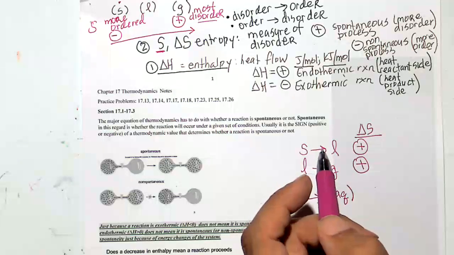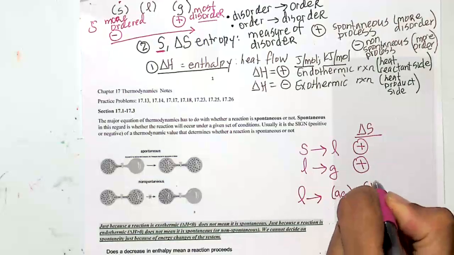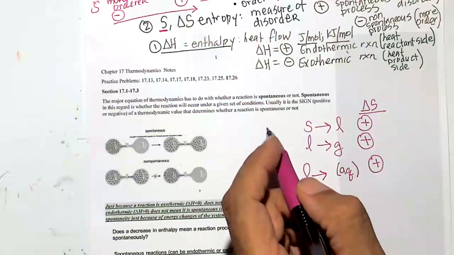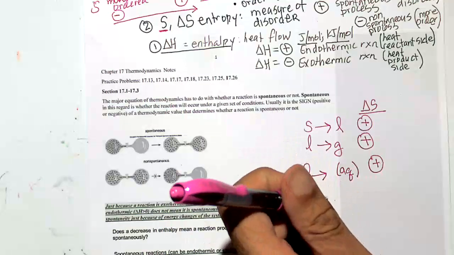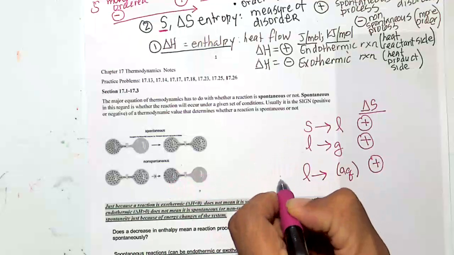More stuff means more what? More stuff means more disorder. So this transition would actually yield a positive entropy. All these three phenomena imply the system is heading towards more disorder.